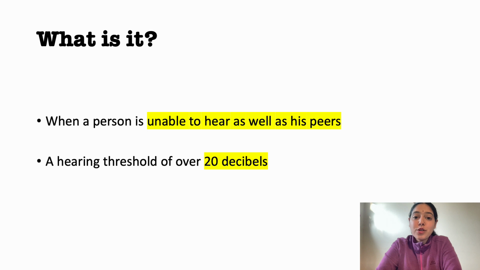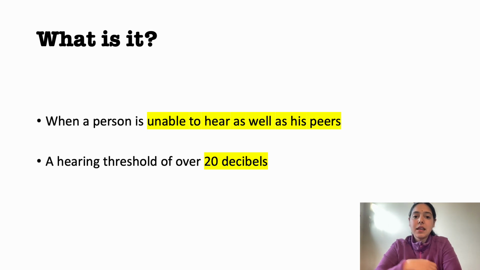To begin with, I want to talk about the definition of hearing loss. Broadly speaking, you would have heard people say that if you can't hear as well as others, or maybe if you feel like you've gone out somewhere and you're struggling a bit to hear the conversation, that might be an indication that you have a hearing loss. The definition states that when a person is unable to hear as well as his peers, or if he has a score of more than 20 decibels on his hearing test, it is termed as hearing loss.